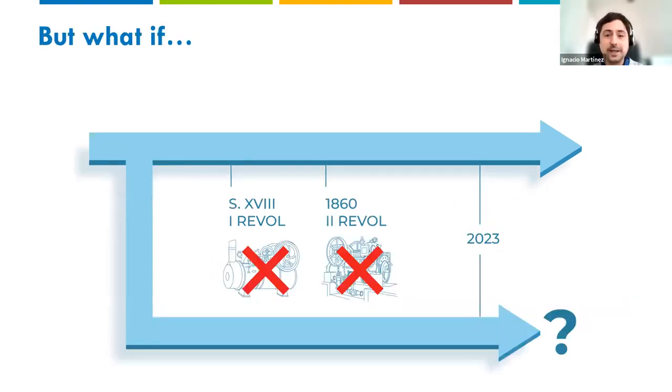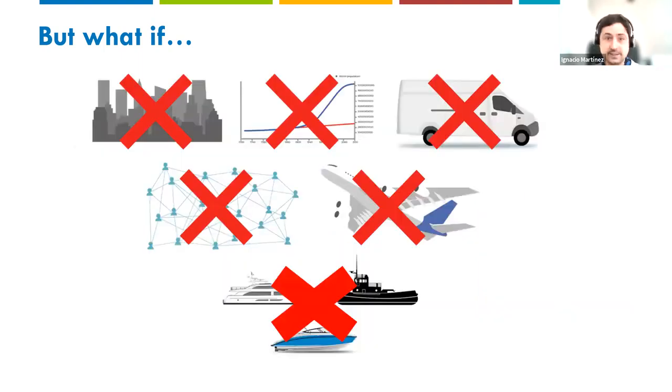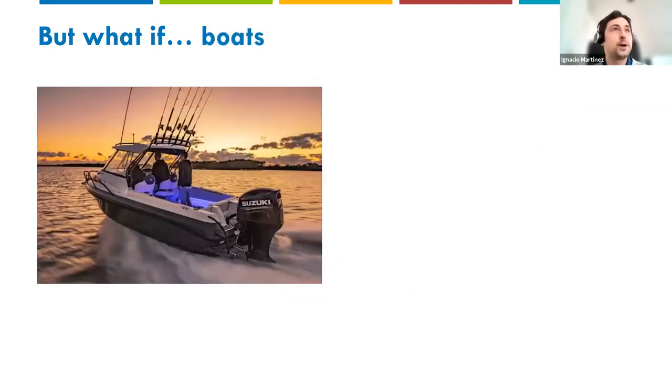So first of all, what would have happened if we didn't have all this evolution? Of course we wouldn't have any big cities or huge population. I don't know if we have 7 or 8 billion right now. That means friends, customers, family, colleagues, no cars, no phones, no internet, no planes, and obviously no boats. But what kind of boat? Well, obviously the modern boats that we currently know.